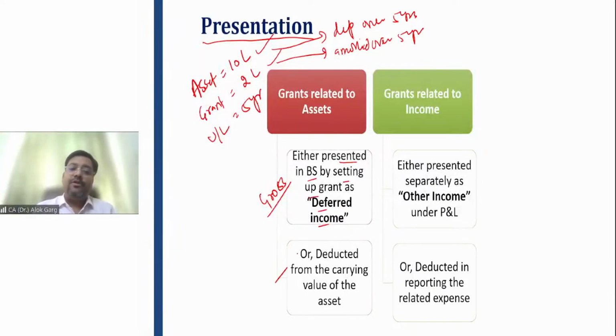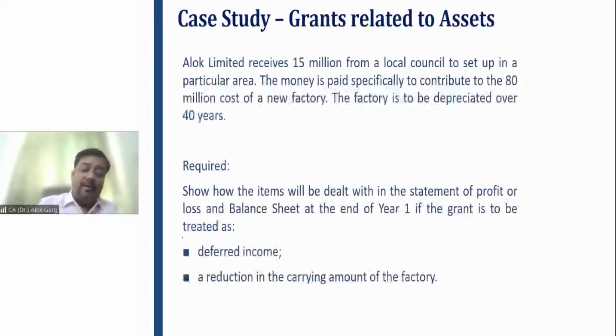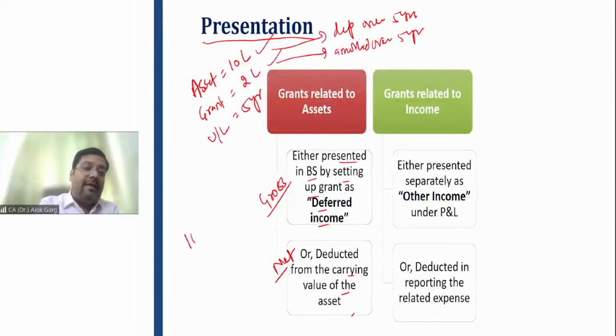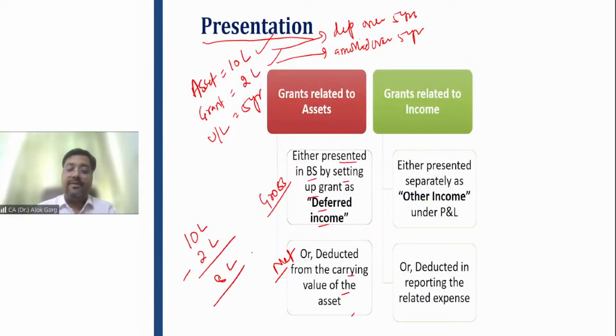What is the net approach? The grant is deducted from the carrying value of the asset. Instead of depreciating 10 lakh over a period of 5 years and amortizing 2 lakh over a period of 5 years, let's do one thing. Show the asset at net value: 10 lakh minus 2 lakh, 8 lakh rupees. This is the net value of the asset, and depreciate this 8 lakh rupees over a period of 5 years, right?